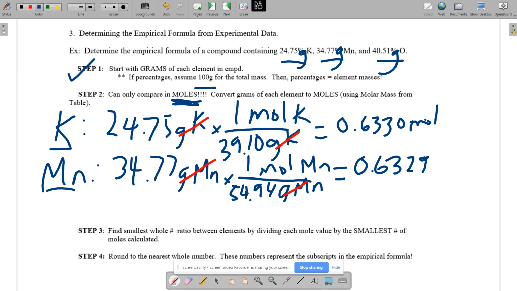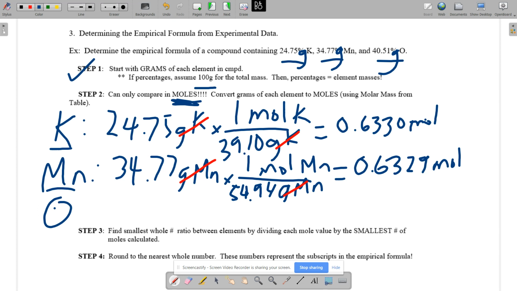Okay, now take a minute here and appreciate what just happened. When I looked at their mass values, I was like, oh, 24 grams, 35 grams, it's not really 1-to-1. I don't really see a relationship. But once I converted them to moles, all of a sudden, oh, I have equal moles of potassium and manganese, so that must mean they're in a 1-to-1 ratio in this formula. Okay, so that's the magic. You've got to take those gram values and get to moles. Moles is where you're going to see the relationship.